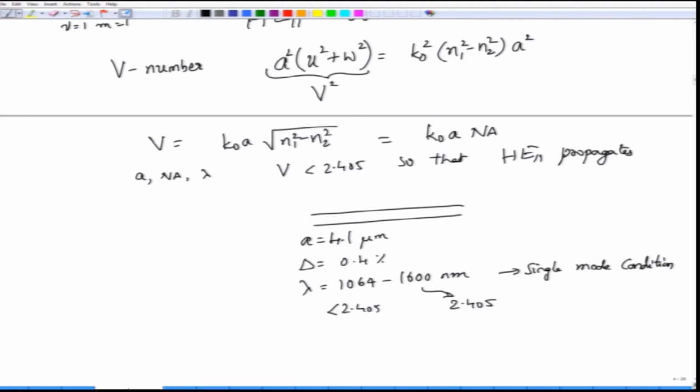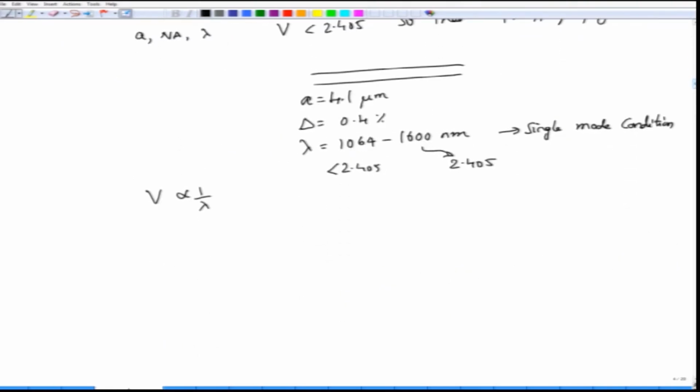But go back to the expression for the V number. V is inversely proportional to lambda, because V is directly equal to k0 times something. K0 is 2 pi by lambda. So it is inversely proportional to lambda. Now if you satisfy the single mode condition at say 1600, initially you might naively think that, oh, let me satisfy this condition at 1600 nanometer. I will ensure that the V number is less than 2.405, so that it is single moded in this wavelength for the values of the radius and numerical aperture that are fixed.